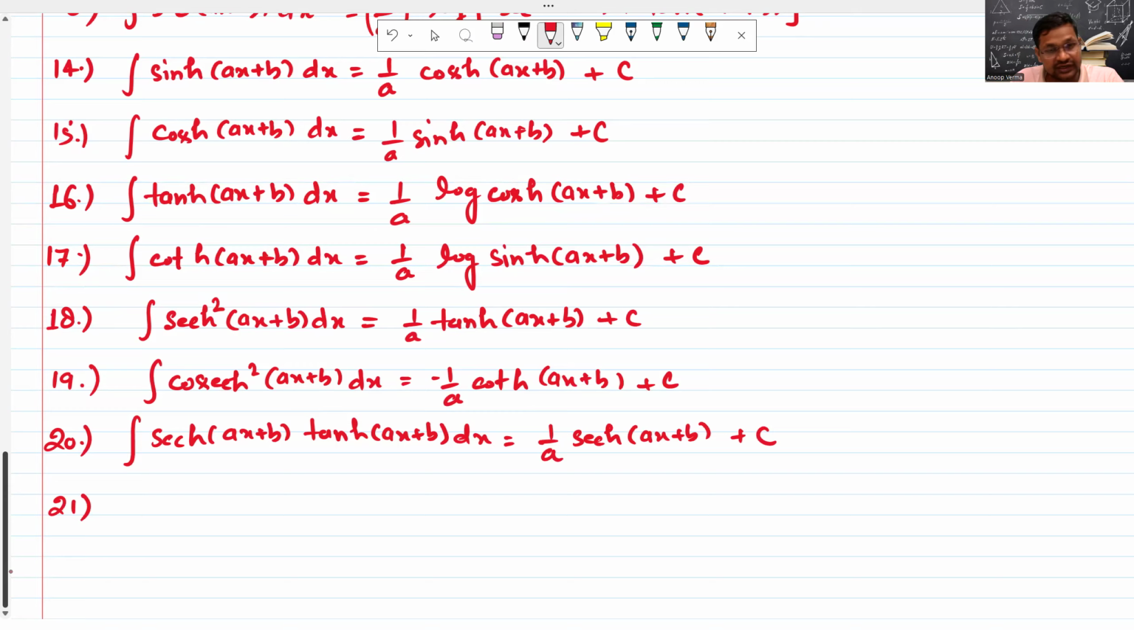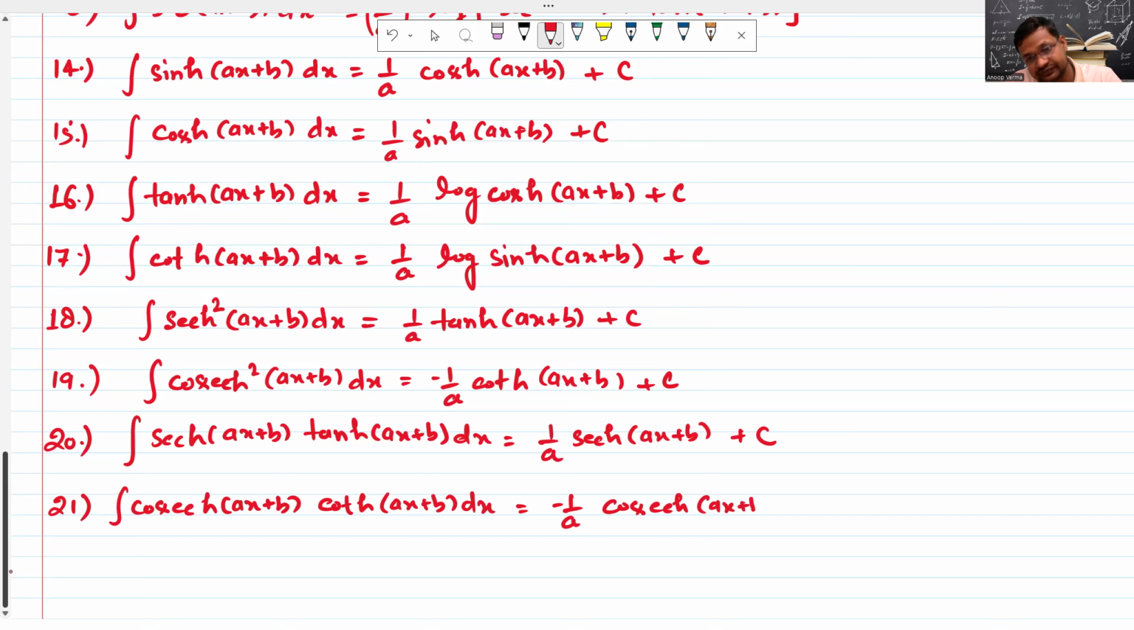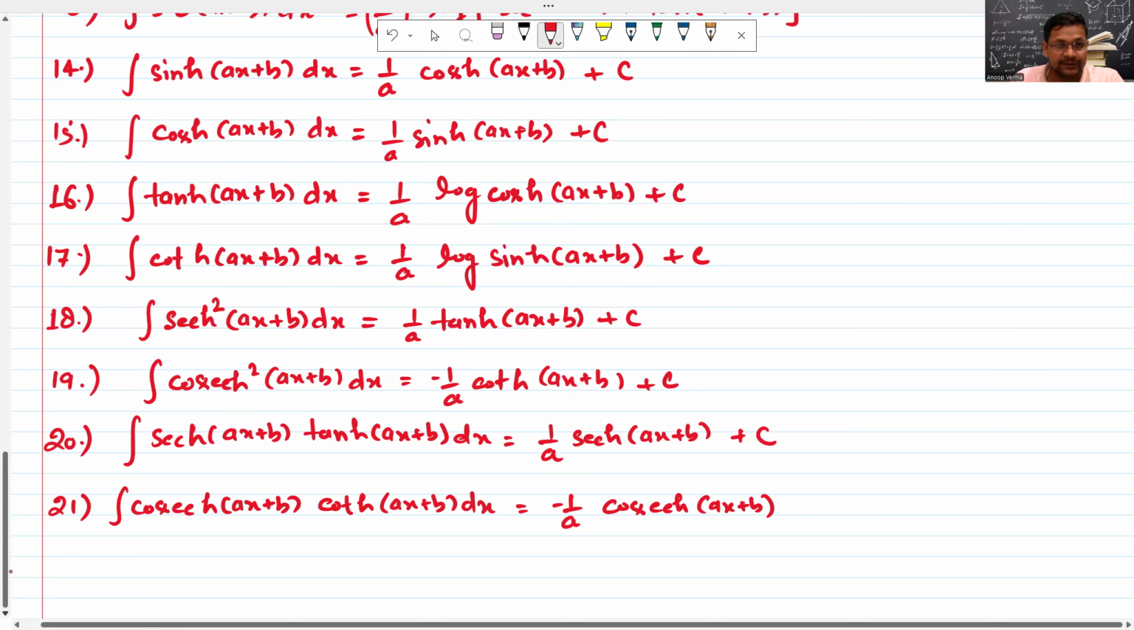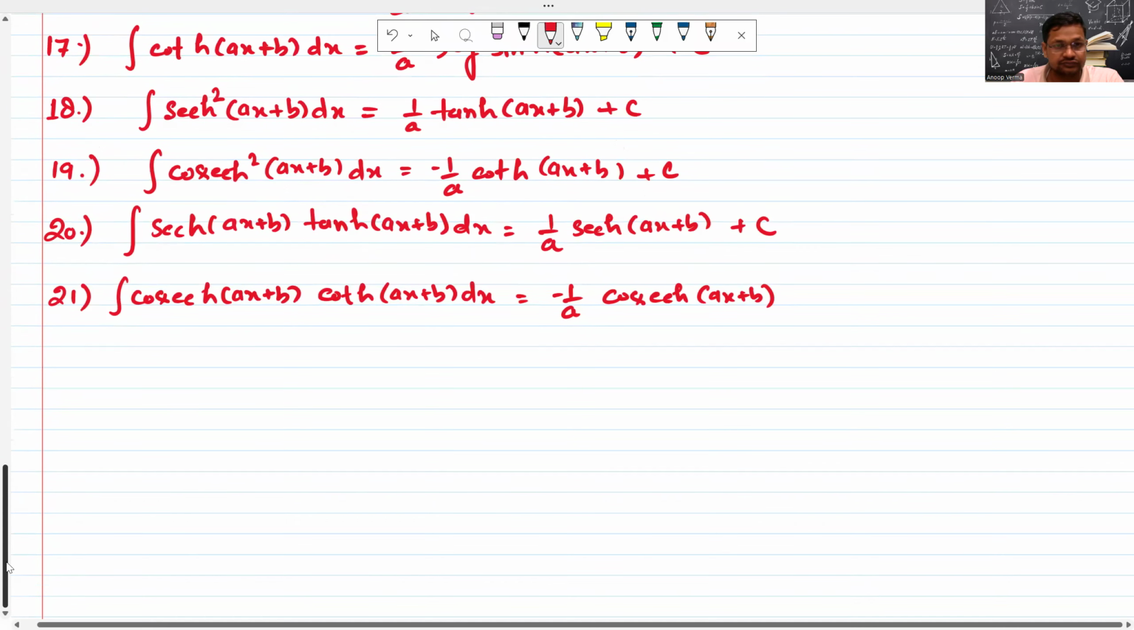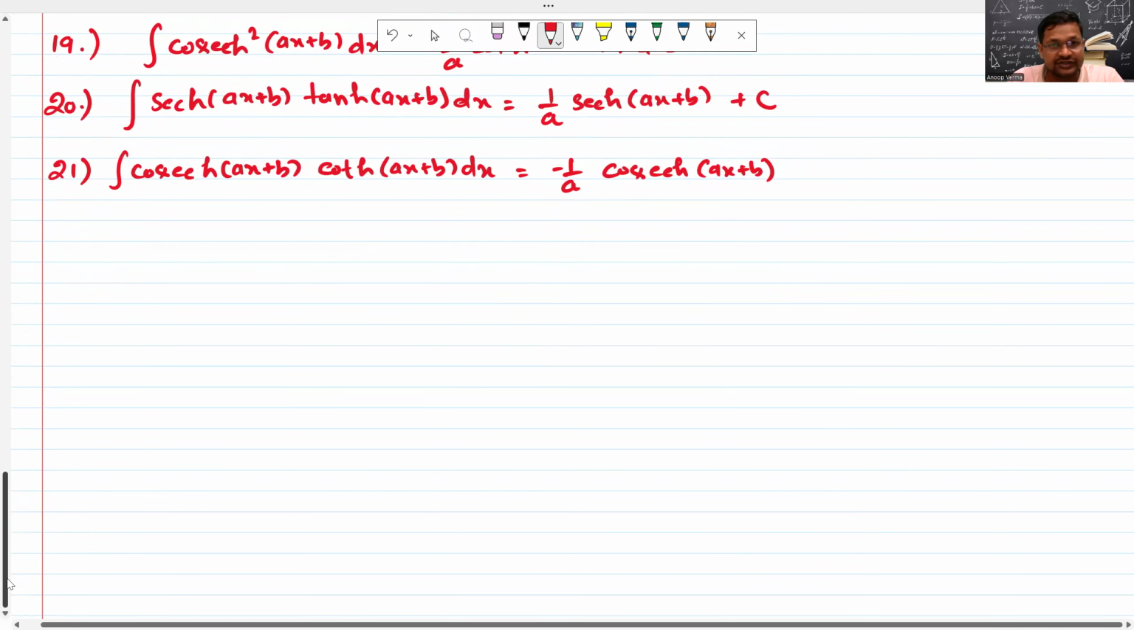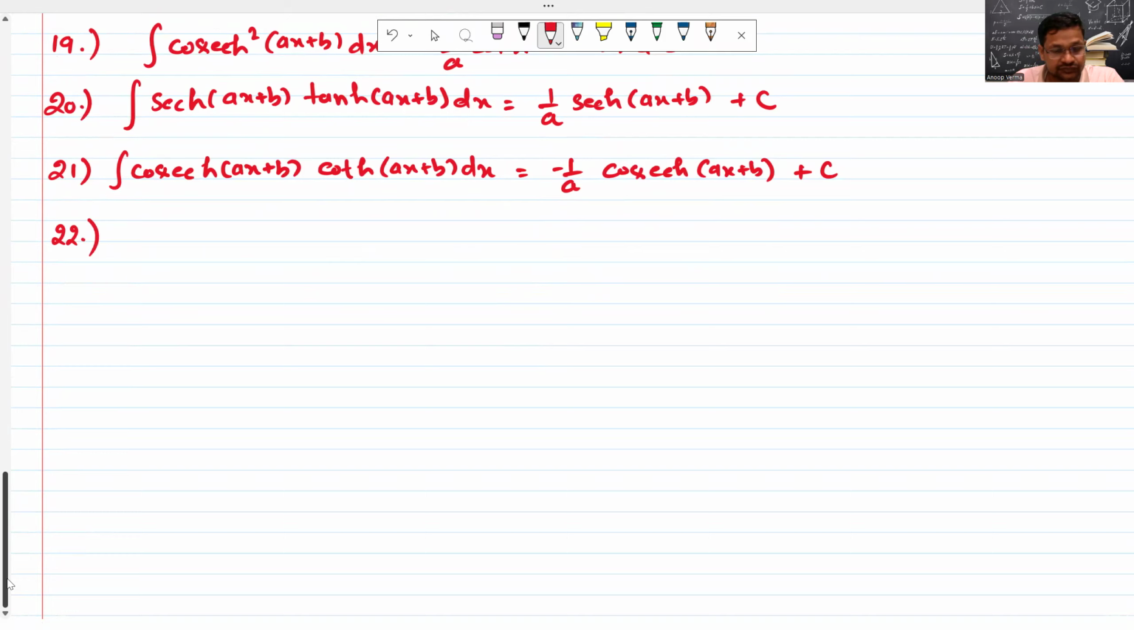The 21st is the integration of cosech(ax + b) coth(ax + b) dx, which is equal to minus 1 upon a cosech(ax + b), plus constant c. Next, the 22nd formula.